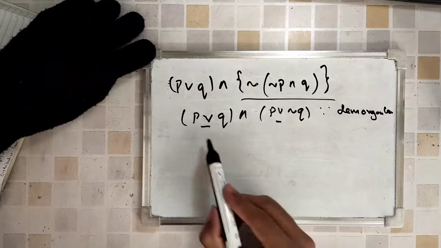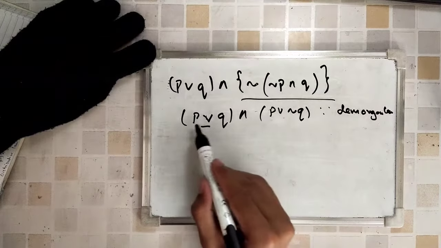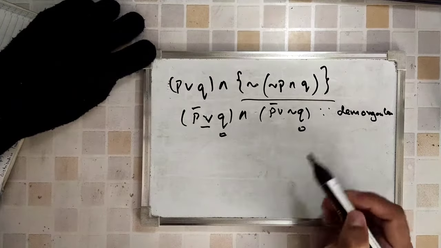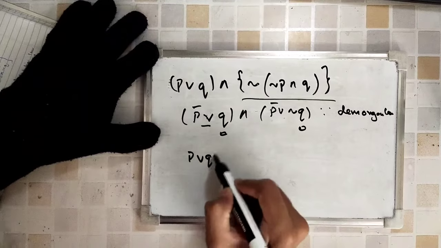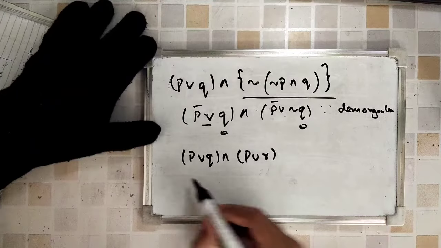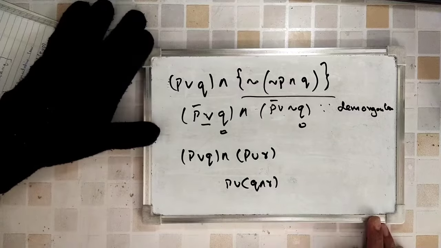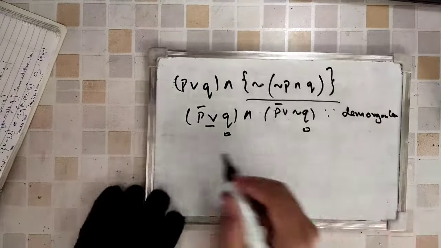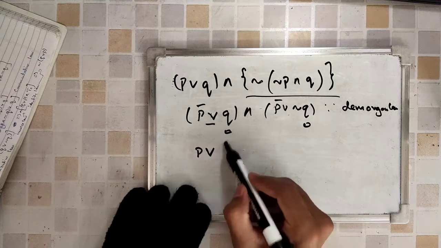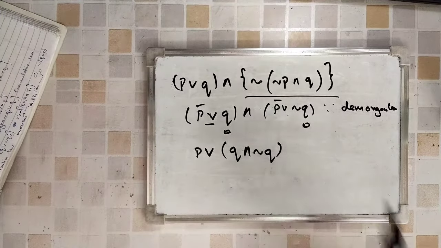So we know the distributive law. P is the same, but this thing is different, this thing is different. So it is in the form of P or Q and P or R. We know that this can be written as P or Q and R, distributive law. So it will be written as P or Q and negation Q. Instead of R we had this.